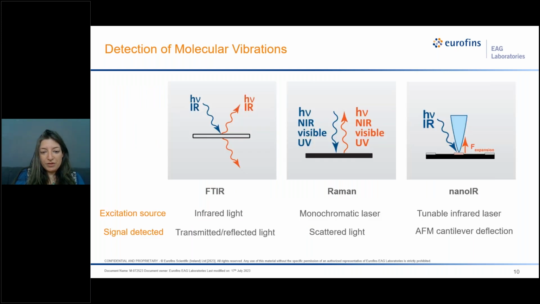Now, the difference between the three main techniques we're going to discuss today is related to the excitation source and the signal that is detected. With FTIR, we're using infrared light, and we're detecting the transmitted or reflected light. With Raman, we're using near-IR, visible or UV light from a monochromatic laser, and we're measuring the scattered light. And with NanoIR, we're using a tunable infrared laser, and we're measuring the deflection of the AFM cantilever.